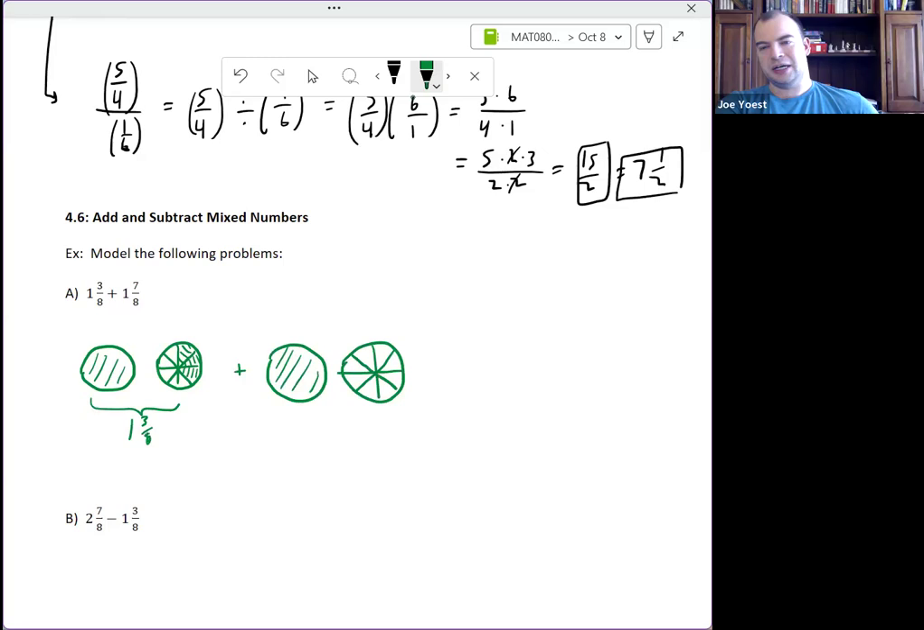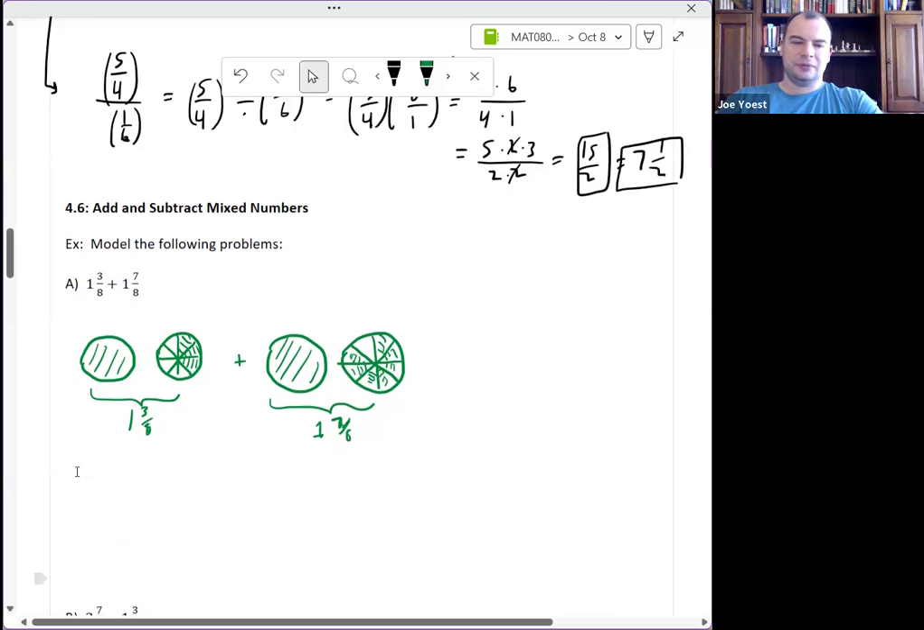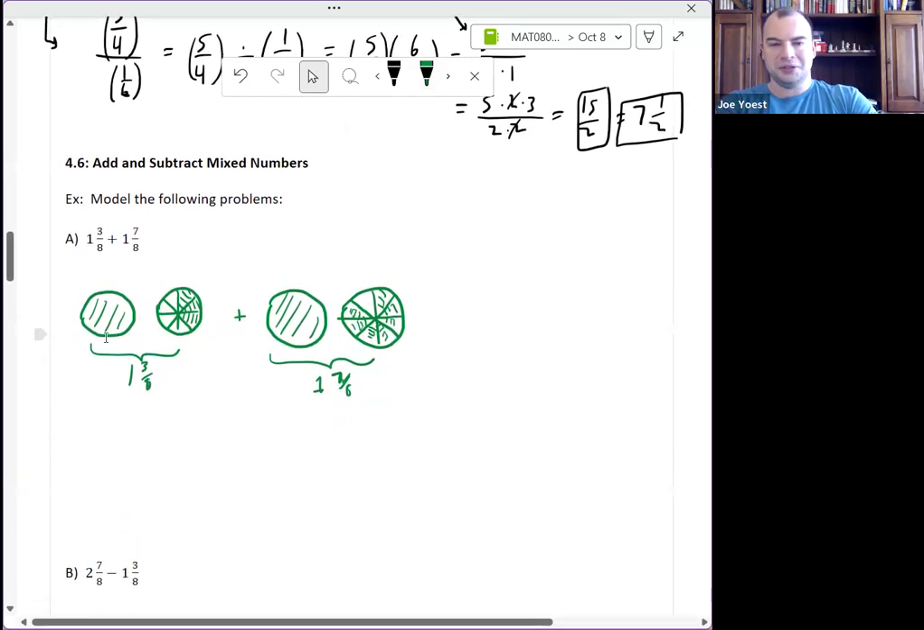These can take a little bit of time to draw out. So there's my 1 7/8. And I want to add them together. So I'm having a pizza party and somebody brings a whole pizza plus 3/8 of a pizza. Maybe they ate 5 slices on the way over. And somebody else brings a whole pizza and 7/8 of a pizza. They ate one slice on the way over. How much total pizza do we have?